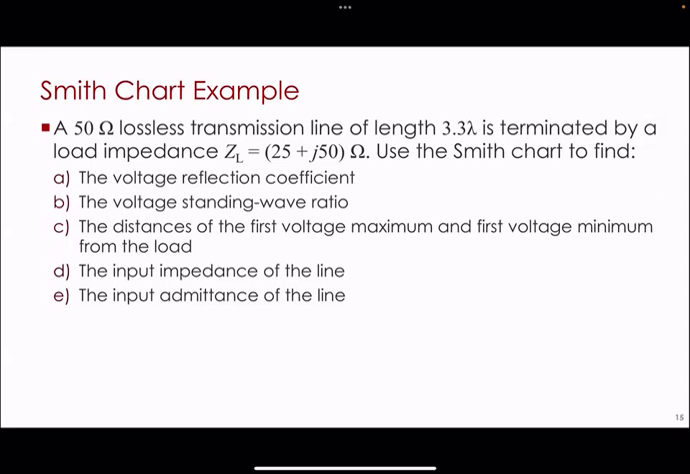All right. A 50 ohm lossless transmission line of length 3.3 lambda is terminated by a load impedance ZL equals 25 plus j50 ohms. Use the Smith chart to find a bunch of stuff.